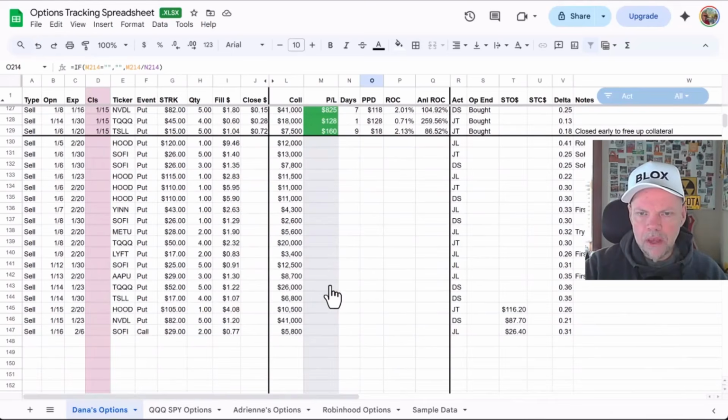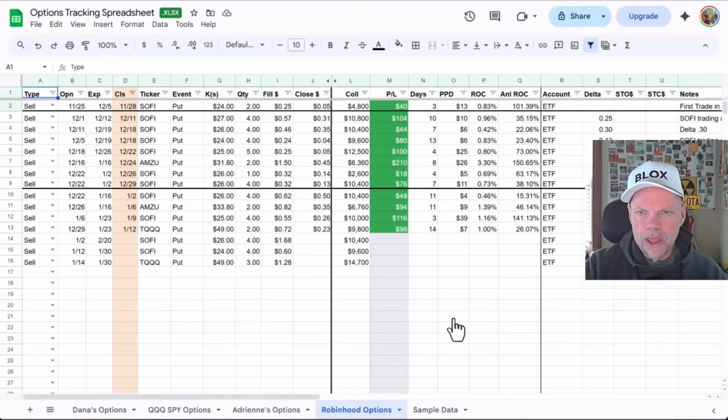I do have a few other projects going on that I share in other videos. I got a Robinhood account that I'm trading some options on. Here's the tracker for that one. I don't include that one over here.